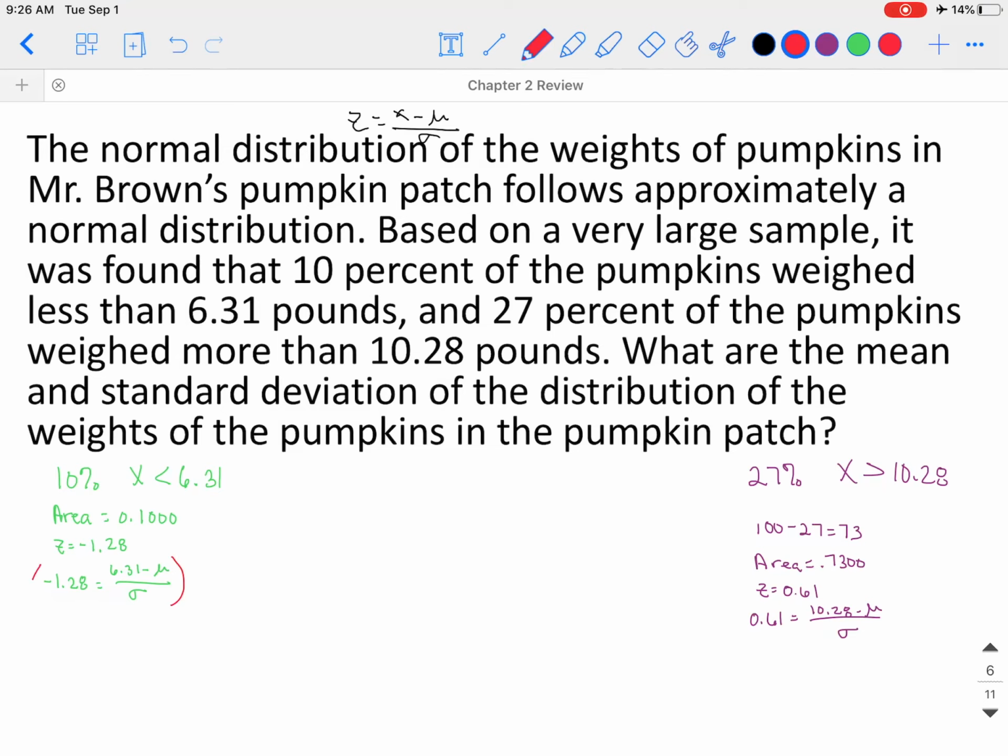So first, we can multiply everything by sigma. So this is going to give me negative 1.28 sigma is equal to 6.31 minus mu. Over here, this is going to give me 0.61 sigma is equal to 10.28 minus mu. Again, we want to get one of the variables by itself, so we can add mu to both sides.